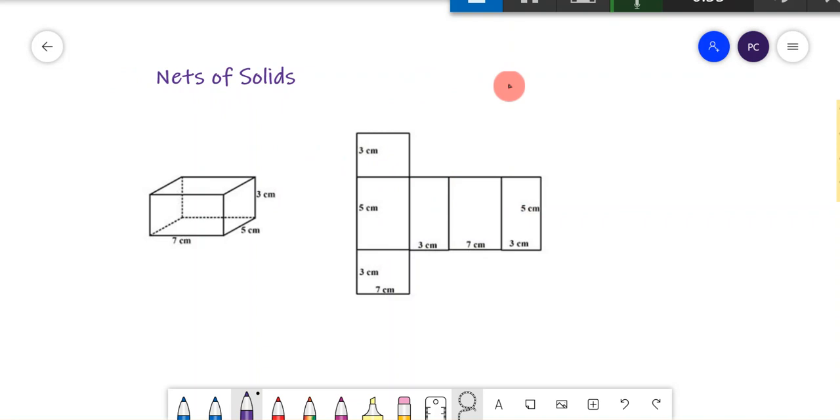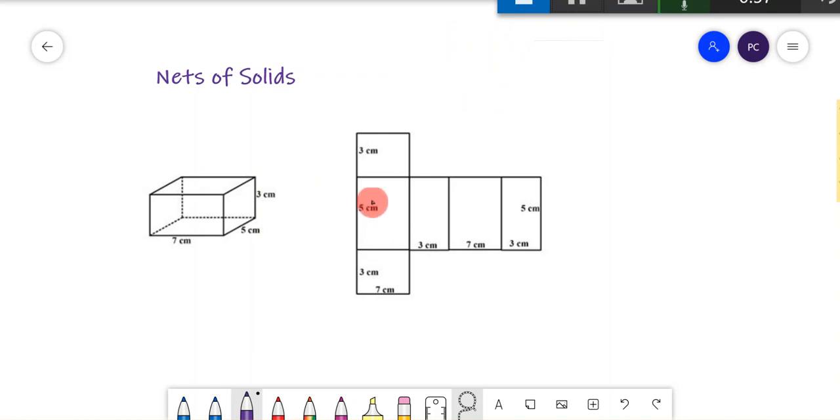Okay, or nets of solid. So you could take this flattened down cardboard box, for example, and reassemble it back into its 3D solid. So you can go back and forth between these. So this is the area of nets of solids. For example, this is a net of this solid here.